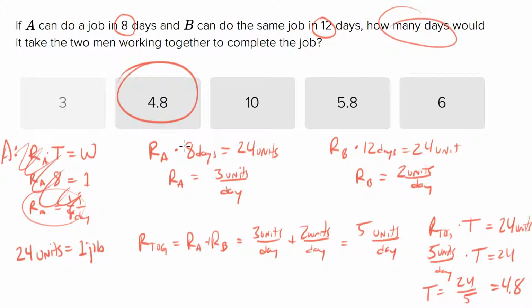So remember, if you get a rates and work problem and they specify jobs, like a number of jobs completed, you can always pick a number for that and solve the problem with that hypothetical number instead. It'll make things much easier, much faster.